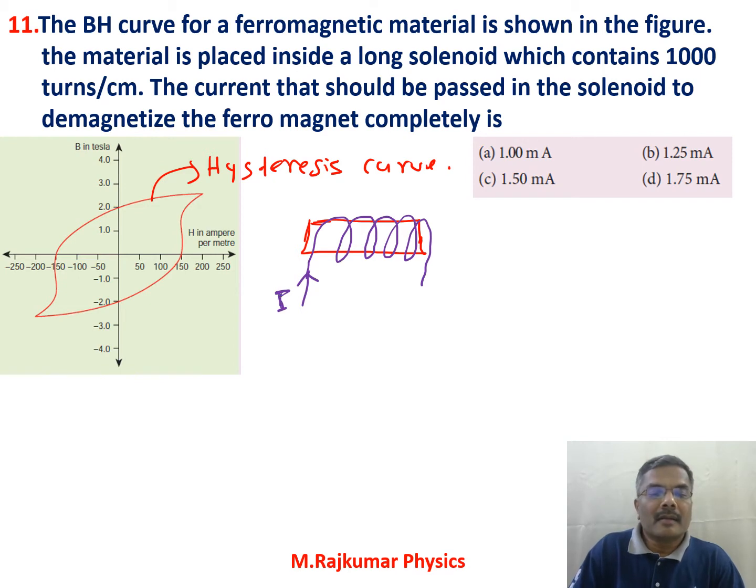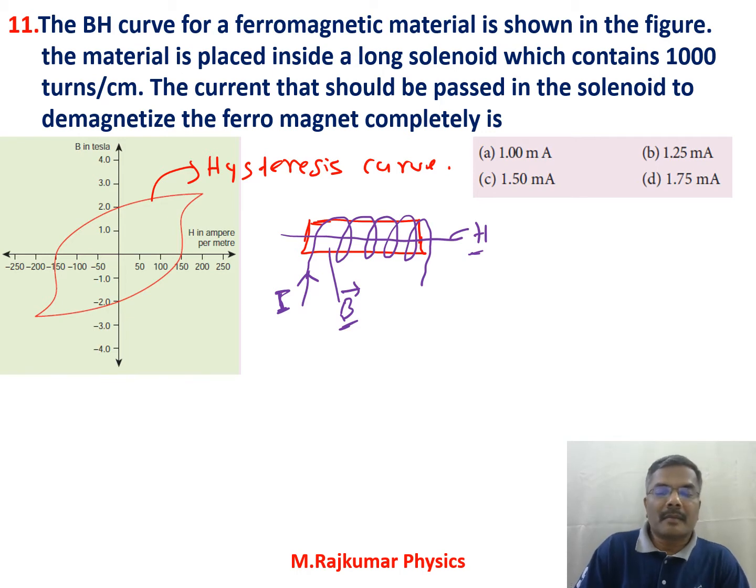When the current is passed through it, at the center of the solenoid you will get the magnetic field that is called H. This H only is going to convert this particular bar ferromagnetic material into a magnet, which will have this B. So this graph here is drawn between H and B. How H is given and how this particular material is becoming a magnet.